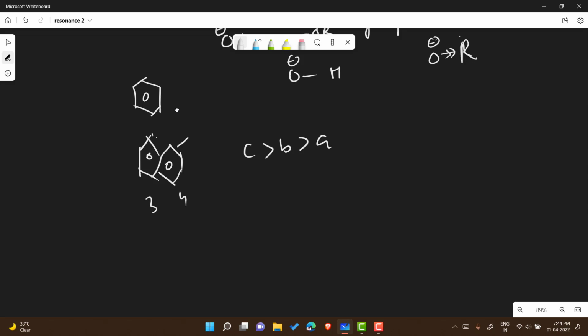Easy peasy, right? So we have learned about this, but at the same time, if we see resonance energy per benzene, if the question has asked which one has more resonance energy per benzene, then the order will be opposite. It will be A, B, C.